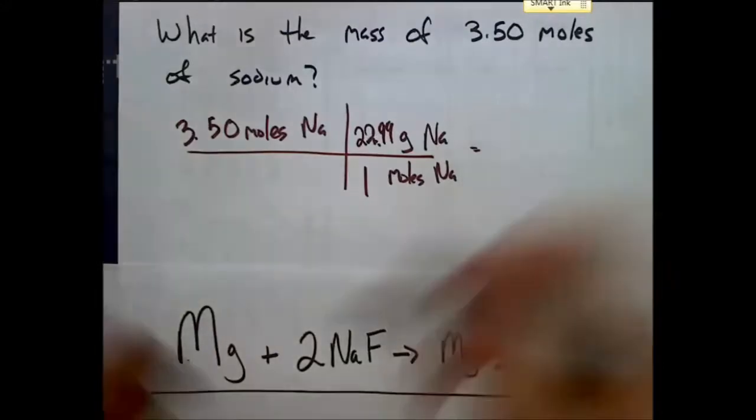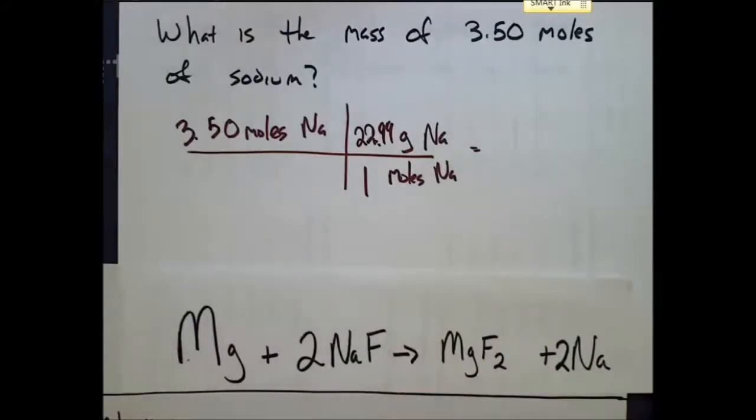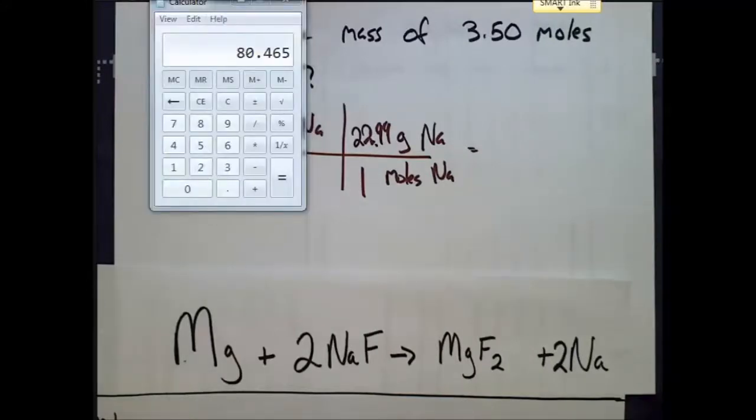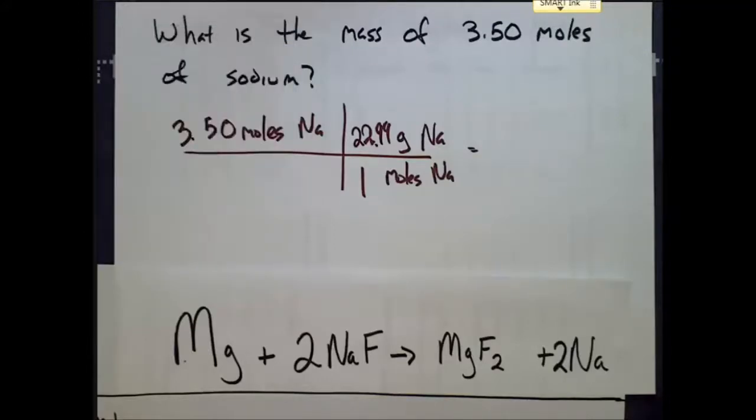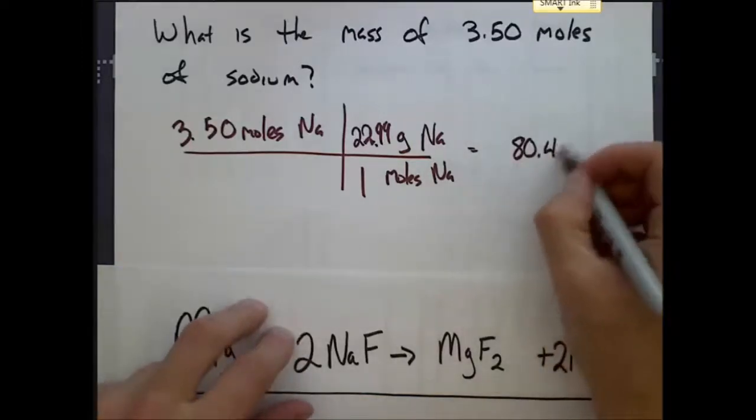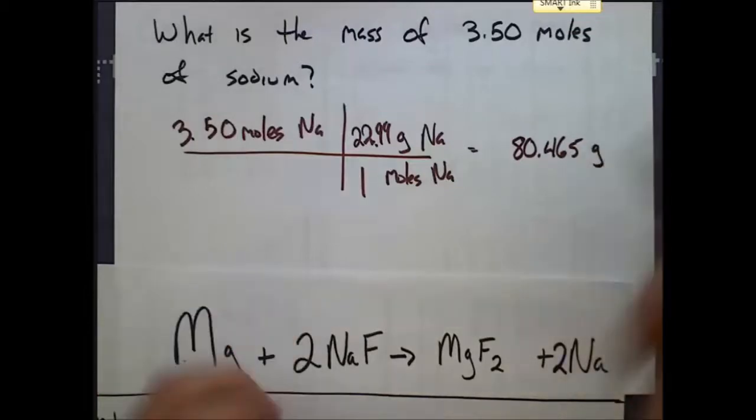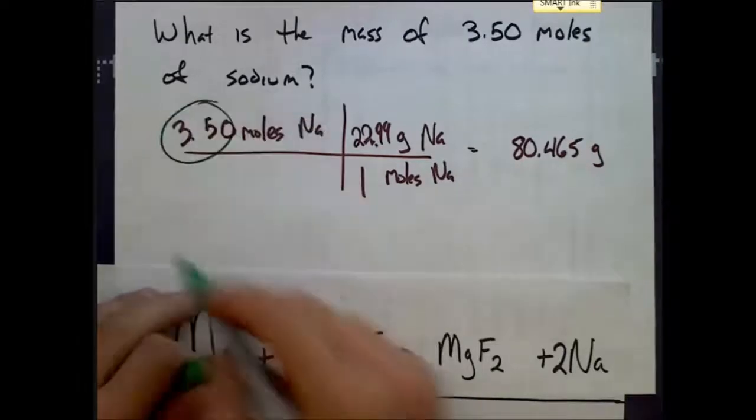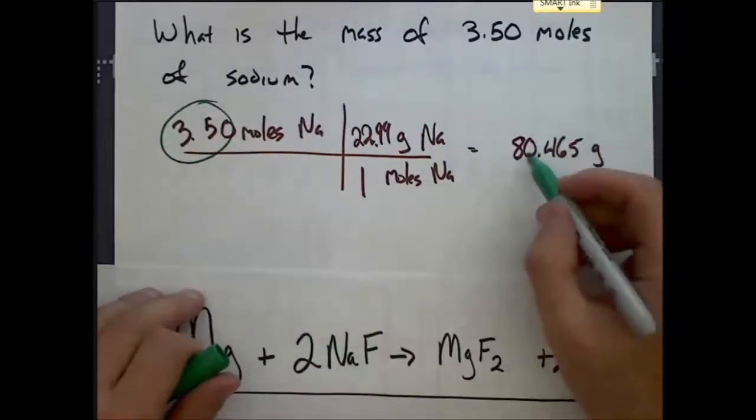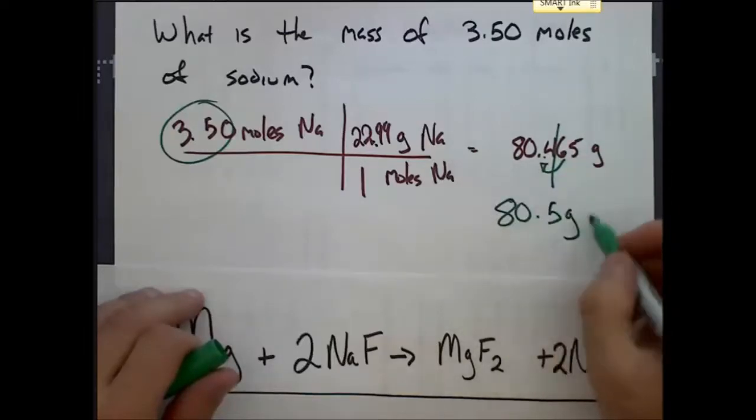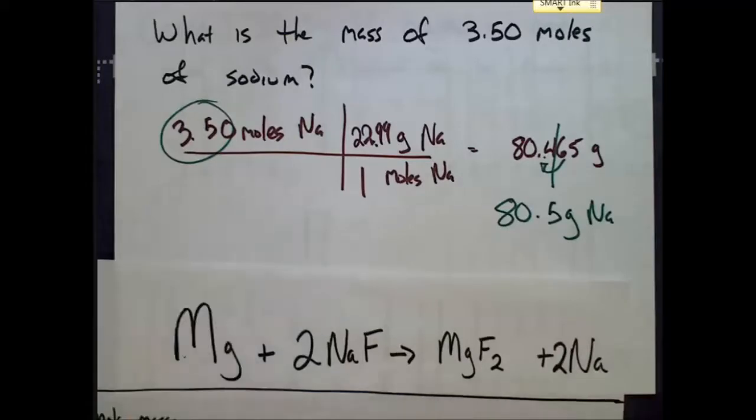Well, to find our mass, all we've got to do is calculate. We've got our calculator here. There you go. And so it turns out that we've got a mass of 80.465 grams, but we need to make sure that we have the appropriate number of sig figs. We only got 3 sig figs, so we cut this off. 1, 2, 3. Round. 80.5 grams of sodium would be our answer.